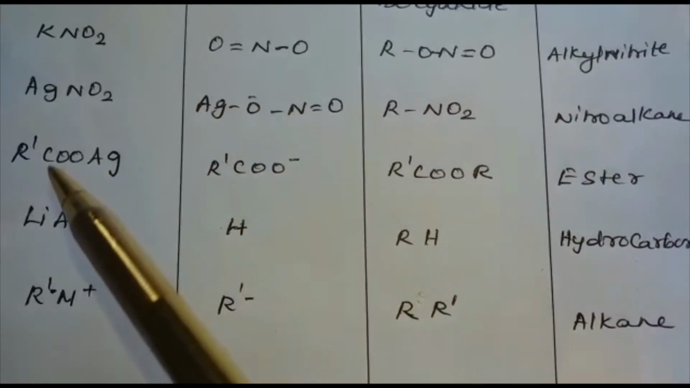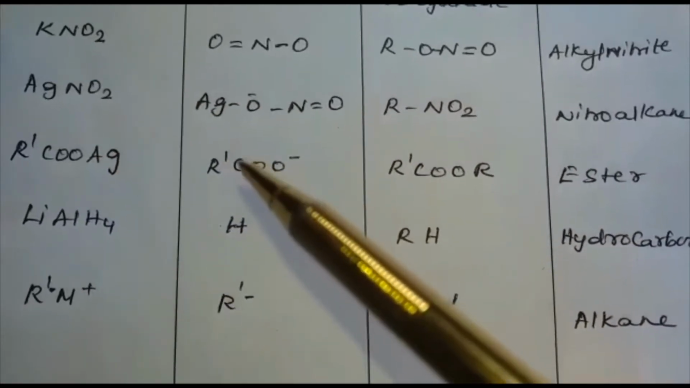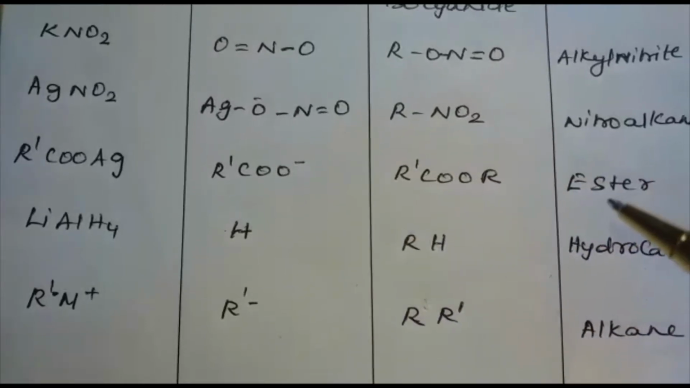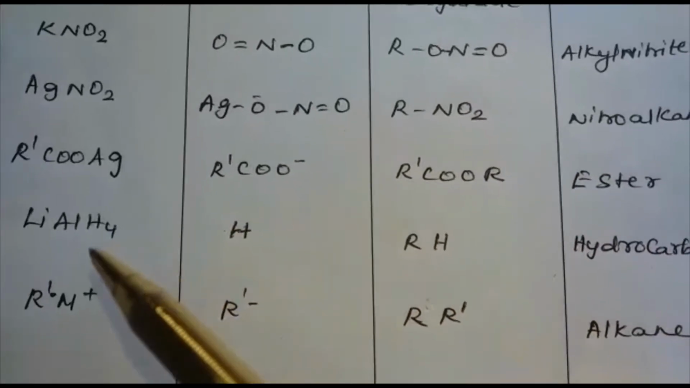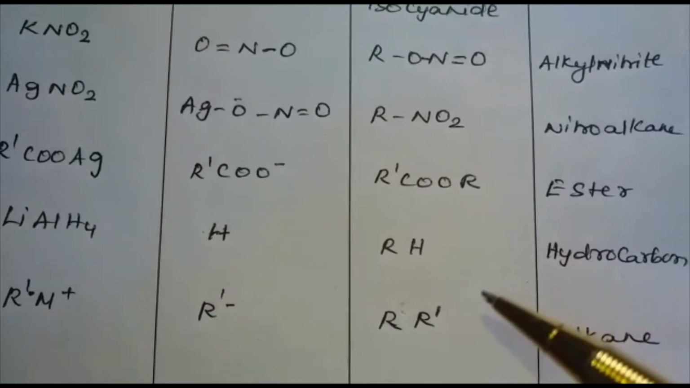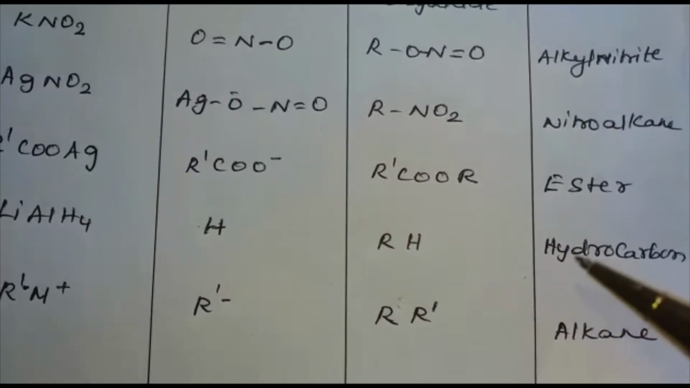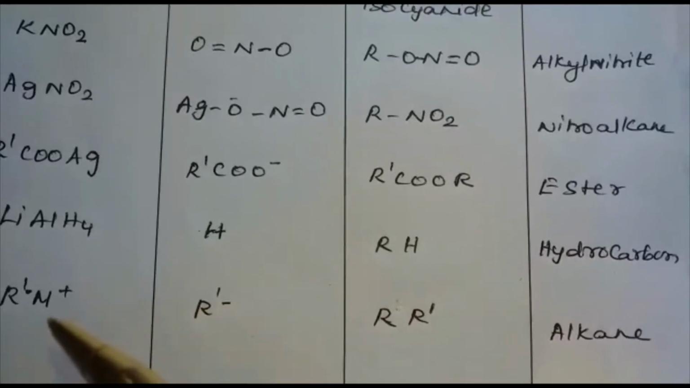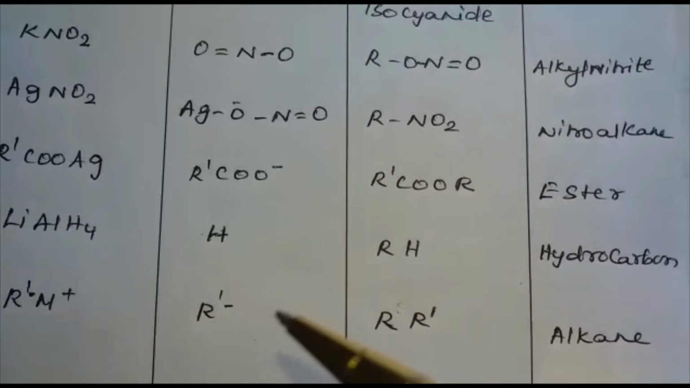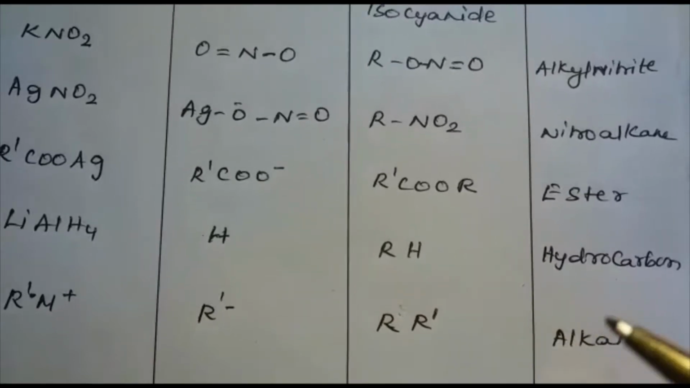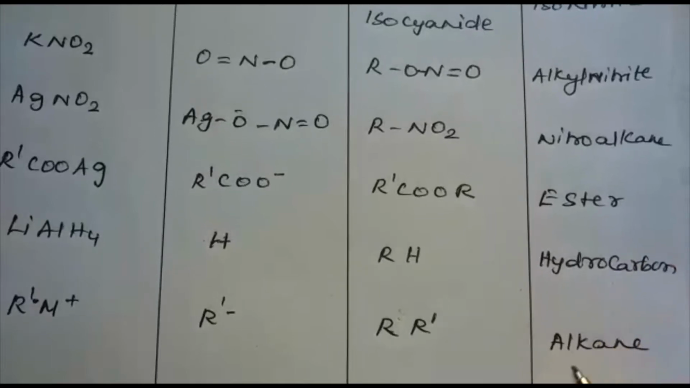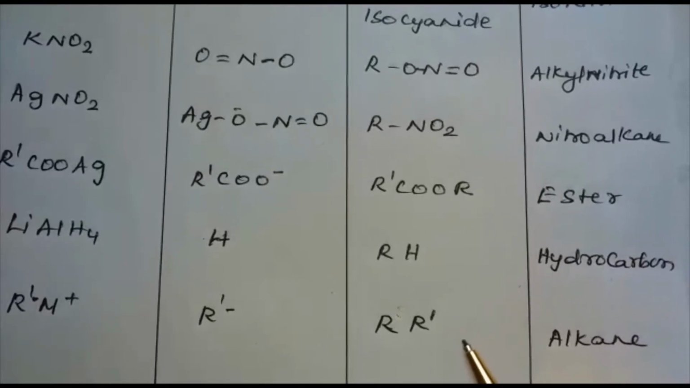If the reagent is RCOOAg, the nucleophile is found to be RCOO minus and the product is found to be an ester. If LiAlH4, lithium aluminum hydride, is the reagent, the product is found to be hydrocarbon. If R-M is used as the reagent, R minus is the nucleophile and the product is RR', which is nothing but alkane.